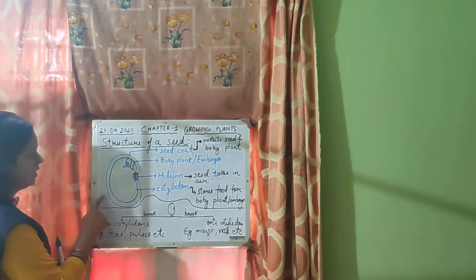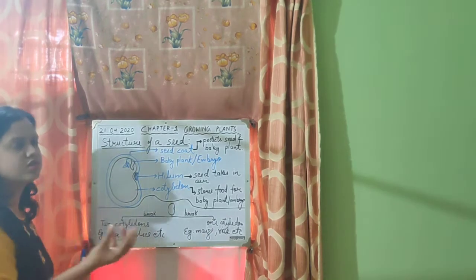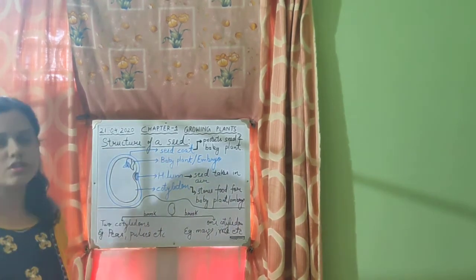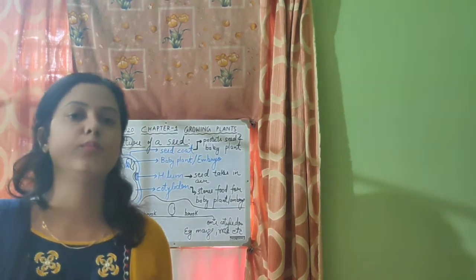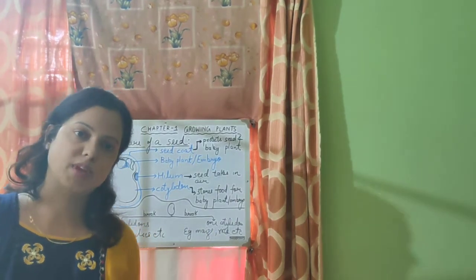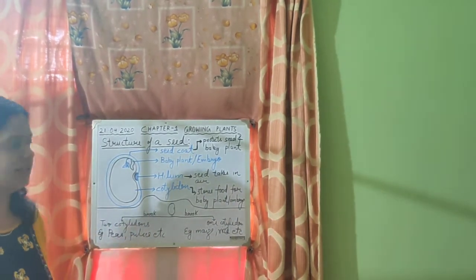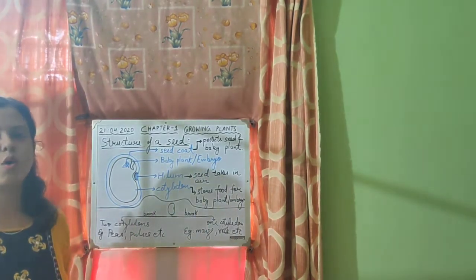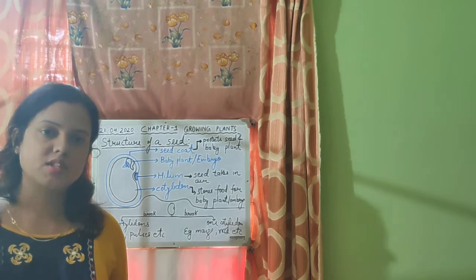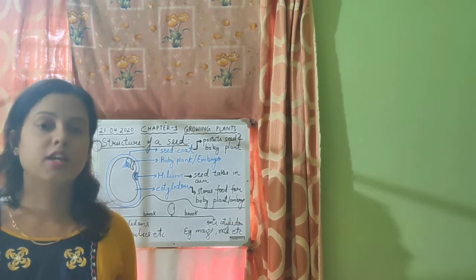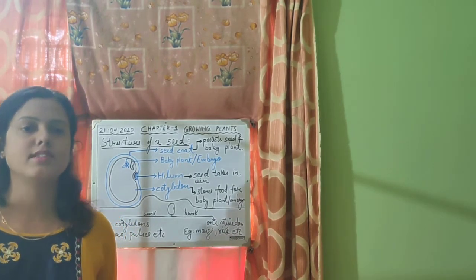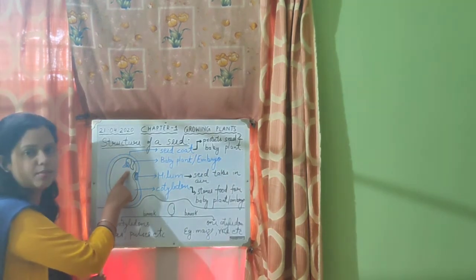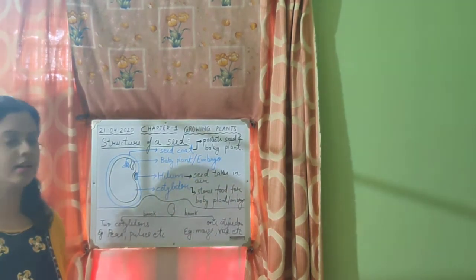So we saw the outer covering, the outermost cover of the seed is known as the seed coat. The function of the seed coat is to provide protection to the seed and the baby plant present inside the seed. Then we saw hilum. Hilum is a small or tiny opening present on the surface of the seed through which the air enters inside the seed, and this air is used by this baby plant to breathe.